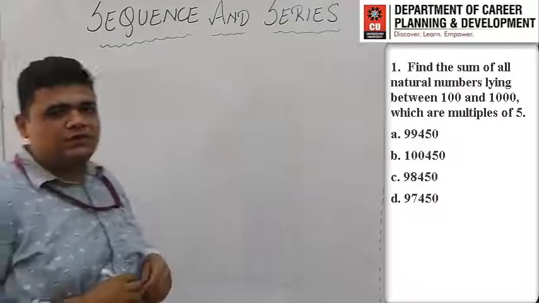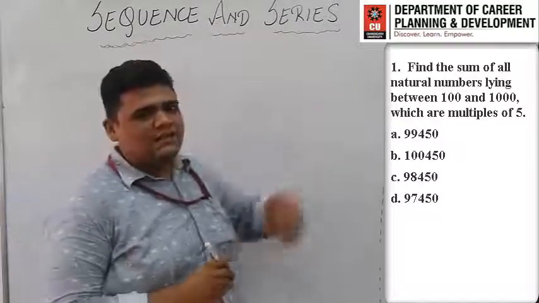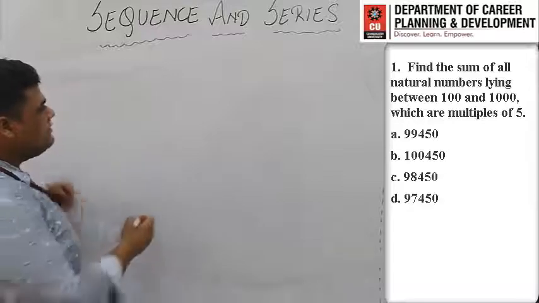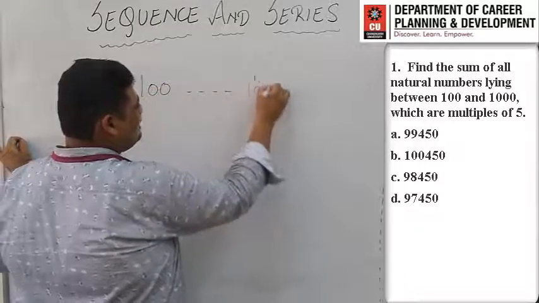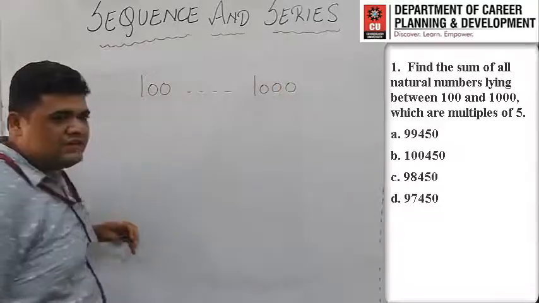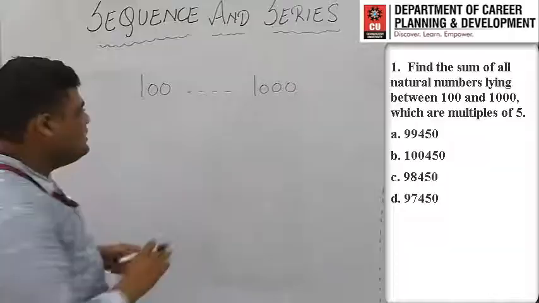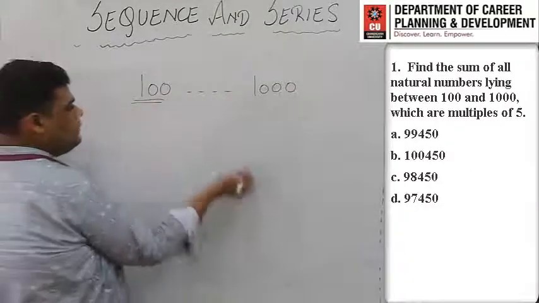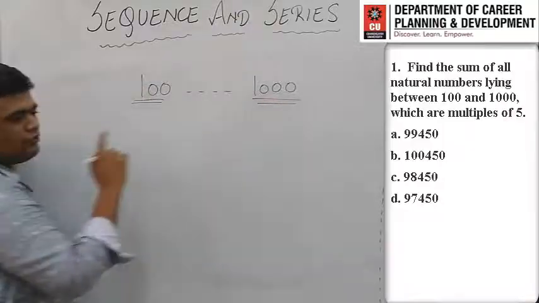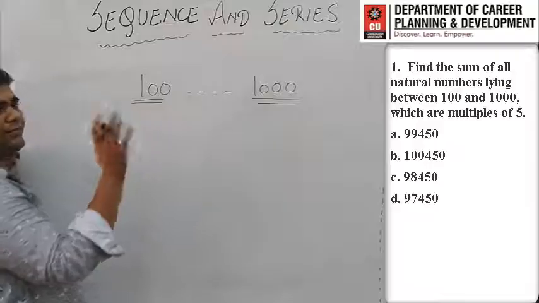Now let us move to a few examples. First of all, we have to find the sum of all the numbers between 100 and 1000 which are divisible by 5. So you have to find the sum of numbers between 100 and 1000. 100 should not be included and 1000 also should not be included. And you have to find all the numbers divisible by 5.